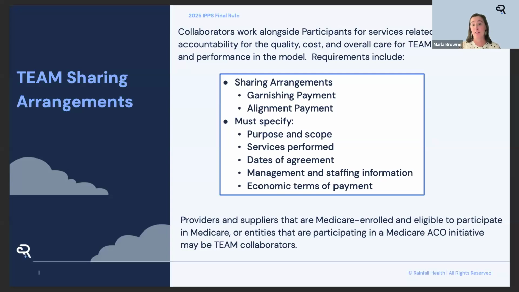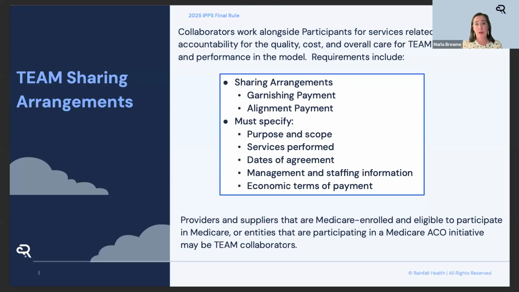There are some things that are required in the sharing arrangements between the two. Let's run through a few of these briefly. The financial arrangements between participants and collaborators are called sharing arrangements. In those sharing arrangements, there are specifications for payment. There can be a payment between a TEAM participant and a TEAM collaborator, called a gainsharing payment. There can also be a payment from the collaborator back to the TEAM participant, which is an alignment payment. So when the agreement is created between the two organizations, there are some things that do need to be included, as with any standard agreement.